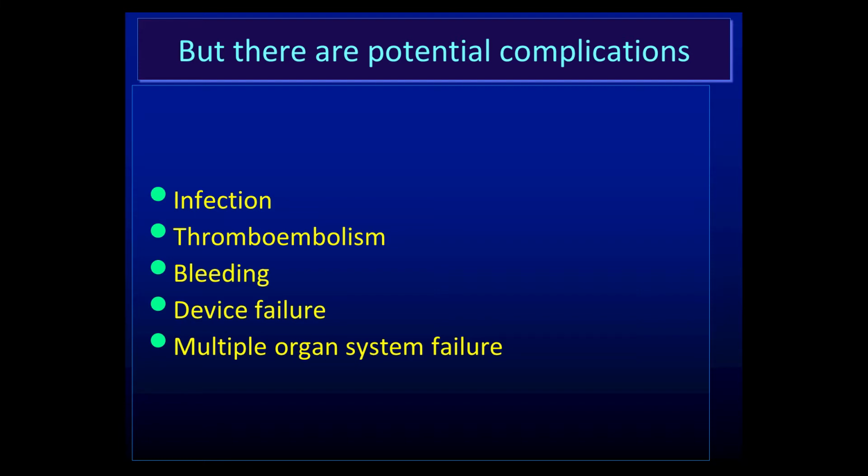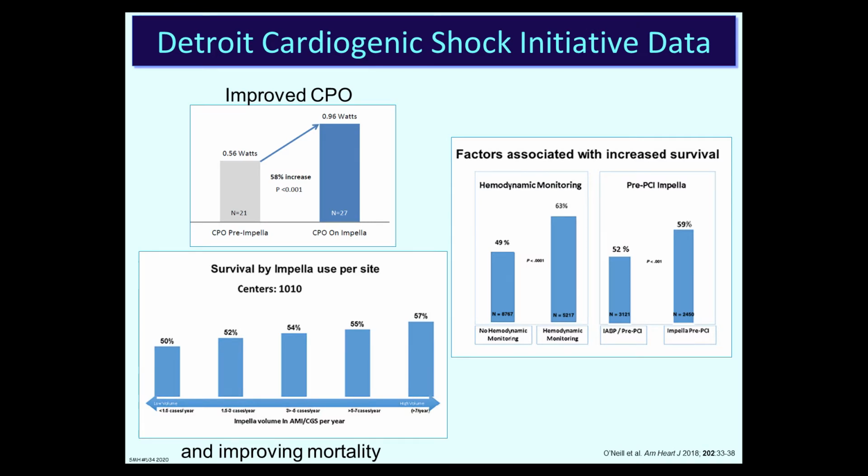So where are the data? Well, there are observational data. These are data from Bill O'Neill's publication looking at the Detroit Cardiogenic Shock Initiative, and it shows improved cardiac power output, as you would hope. That's a good thing over here. It's actually the outcome, the survival is better. If you look down on the lower left, this is actually survival by volume of institution. It goes up a little bit as you put in more of these and get better at it, and maybe even get better at timing, but the survival is good.